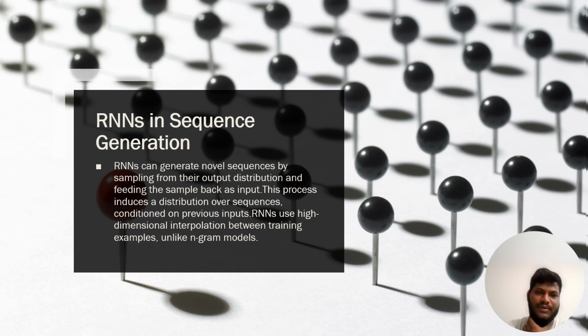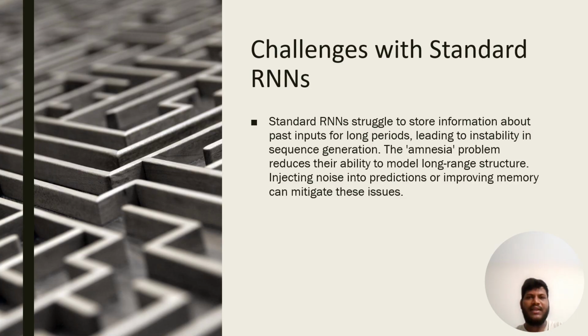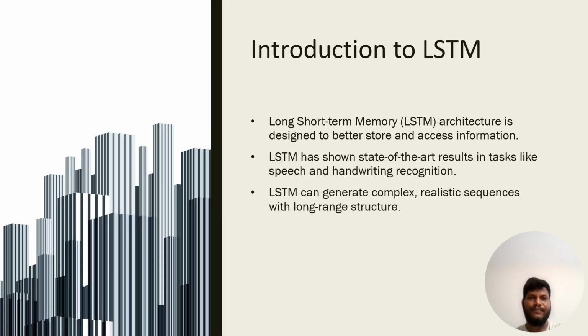RNNs use high dimensional interpolation between training examples, unlike n-gram models, challenging the standard RNNs. Standard RNNs struggle to store information about past inputs for long periods, leading to instability in sequence generation. The vanishing gradient problem reduces their ability to model long-range structure. Injecting noise into predictions or improving memory can mitigate these issues.